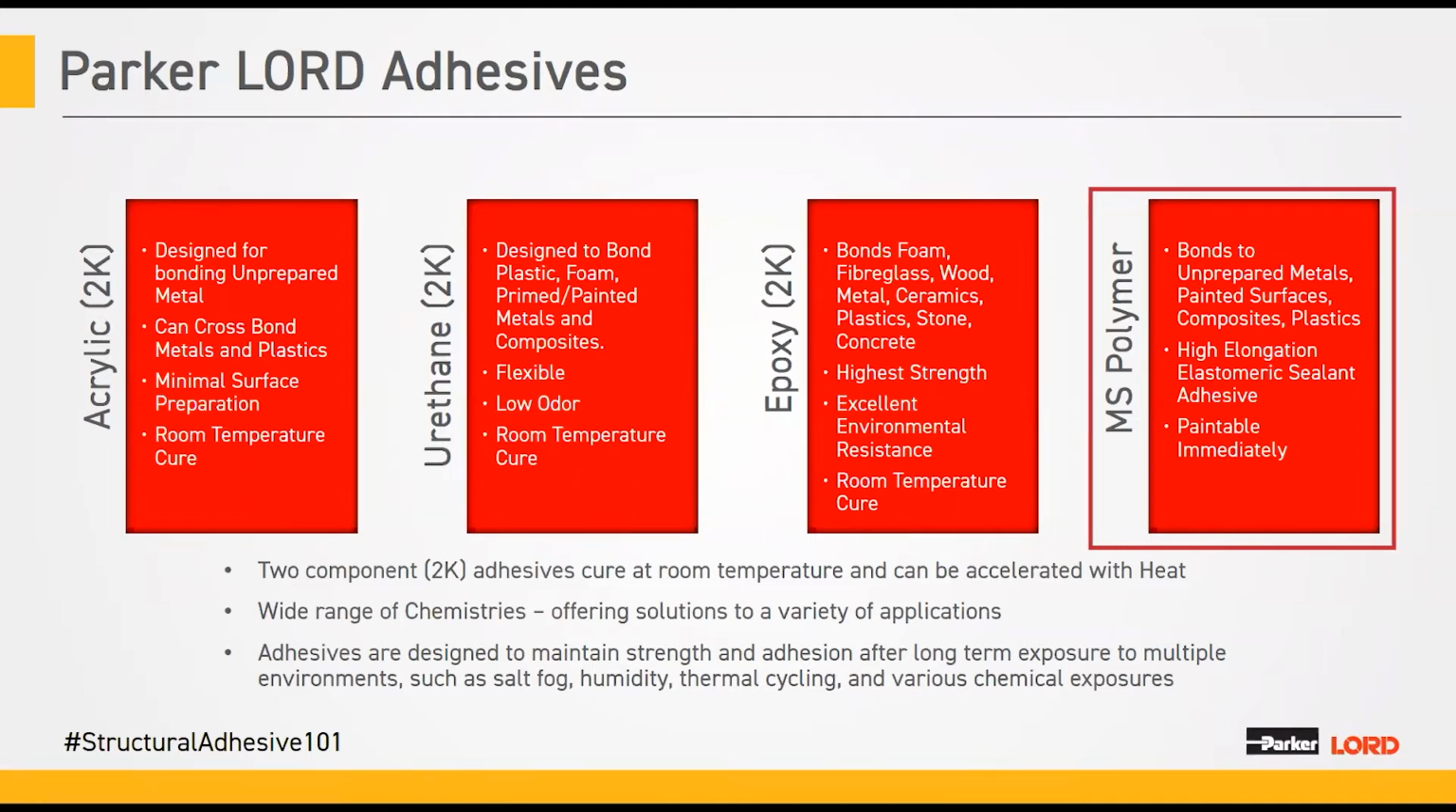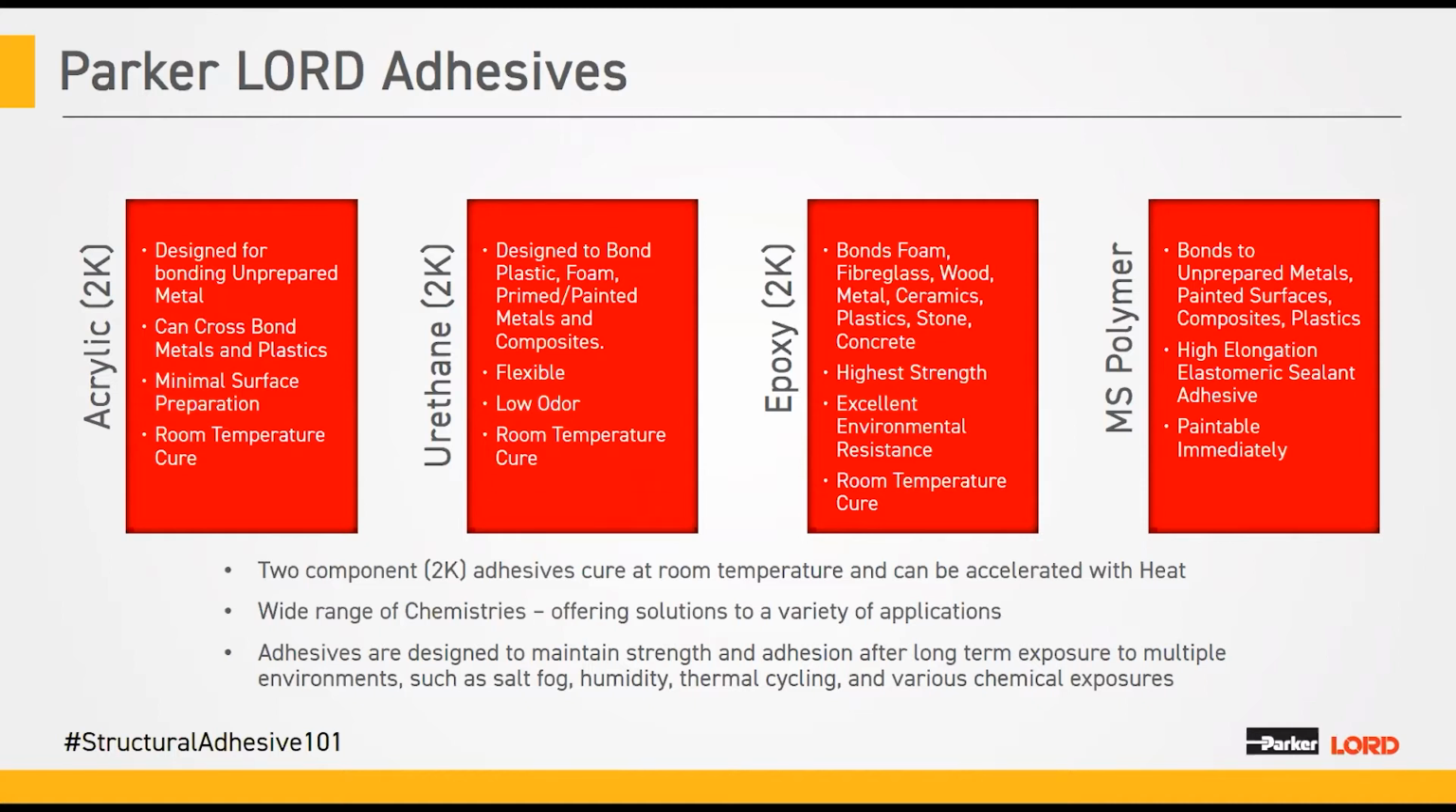The MS polymer is kind of a newer category for us. These are designed also to bond unprepared metals, painted surfaces, composites. They have a high elongation, so typically greater than 100% elongation, and often we use them as a sealant or a sealant/adhesive. These products can achieve over 1,000 psi in shear strength in some cases, depending on the joint design, but typically they're used as a sealant. One unique feature about them, and I'll talk about later, is that they are paintable immediately with wet paint systems. They don't require skinning over first. So that's just kind of a broad overview of our different two-component chemistries. Again, all of them can be cured at room temperature.